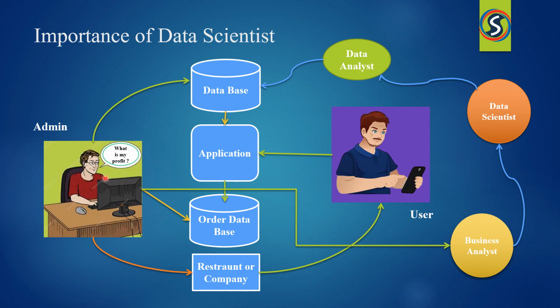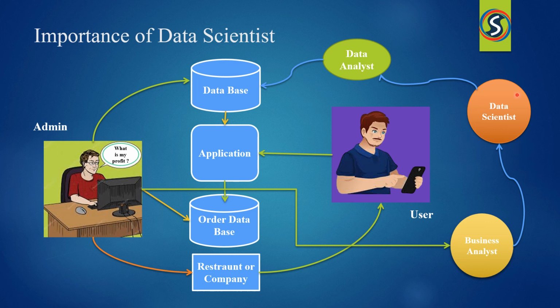First, the admin goes to a business analyst and asks, what can I possibly do to increase my business and get profit? This business analyst takes help from a data scientist. What a data scientist does is he tries to set the trend. Based on the trend that is given, the business analyst will explain to the admin accordingly.